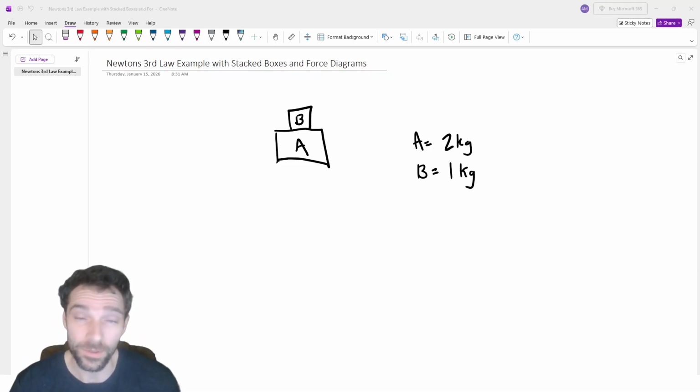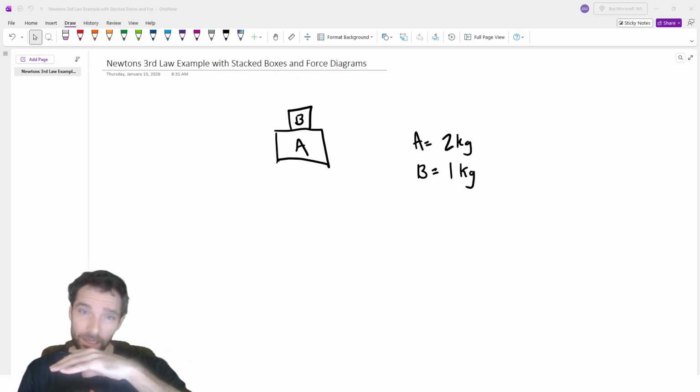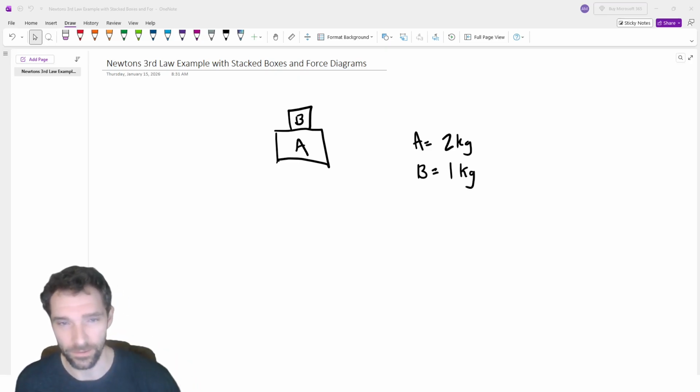Hi, my name's Andrew McLaren, and I'm going to help you understand Newton's third law today by looking at two boxes that are stacked on top of each other and the forces that are involved.